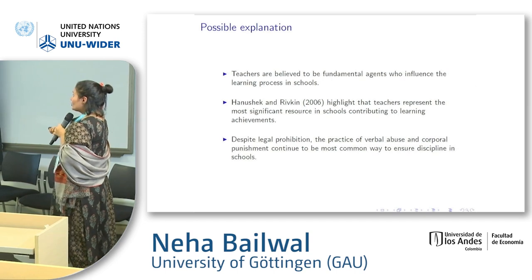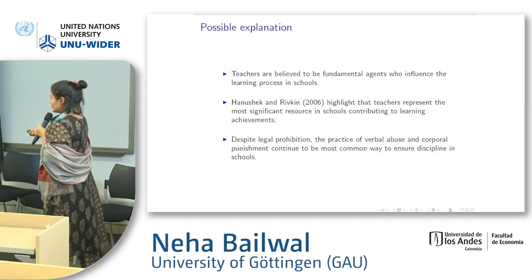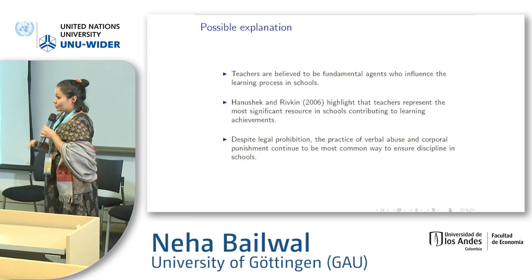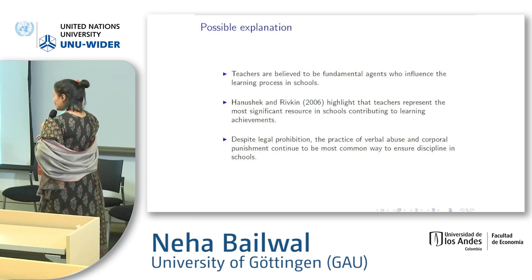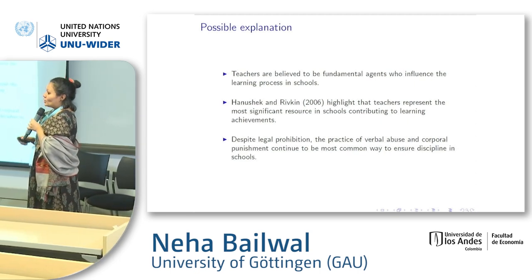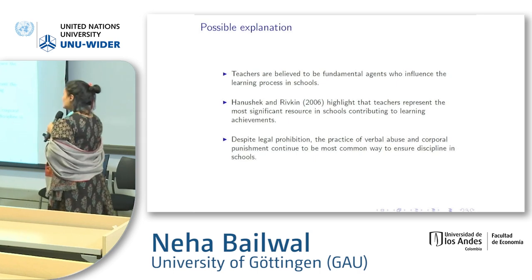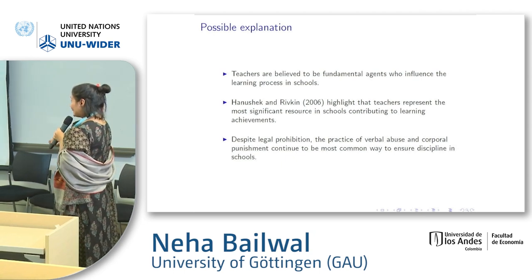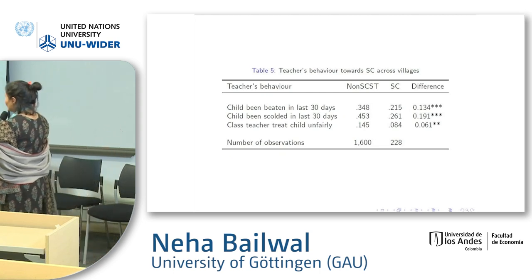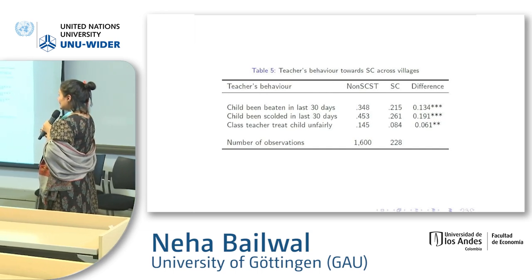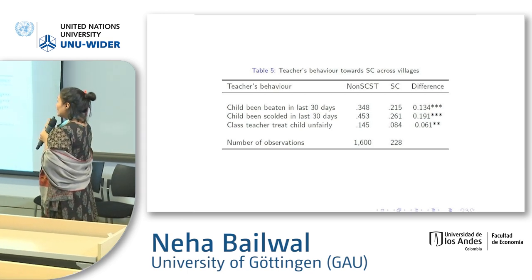We all know that teachers are believed to be the fundamental agents who influence the learning process in schools. Now in India, the practice of verbal abuse and corporal punishment is legally prohibited, so teachers are not supposed to do it. But still, in 2011, more than 40% of parents reported that their kid had been beaten up or scolded by the teachers in the last 30 days. So despite the legal prohibition, one of the most common ways to ensure discipline in school is corporal and verbal abuse. We try to measure the teacher's behavior through three indicators: whether the child has been beaten up in the last 30 days, whether the child has been scolded in the last 30 days, and whether the child felt that the class teacher has treated him or her unfairly.